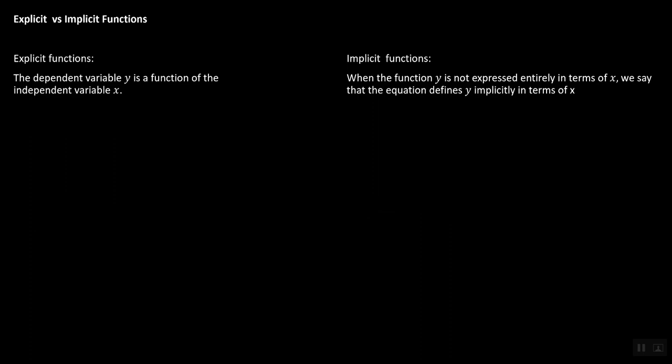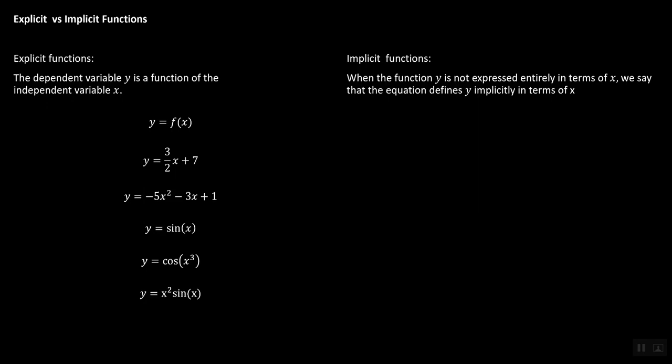Explicit functions are the ones where we have our dependent variable y written as a function of our independent variable x. So y will show up on the left-hand side of the equation, x will show up on the right-hand side of the equation, and they're completely separate. x and y never show up on the same side of the equal sign. They also never show up in the same terms.